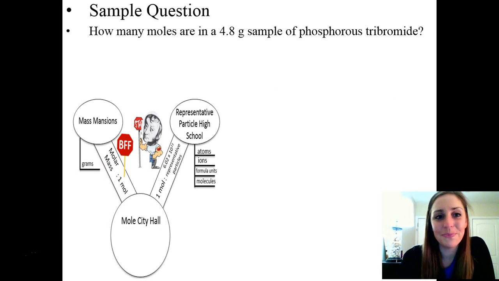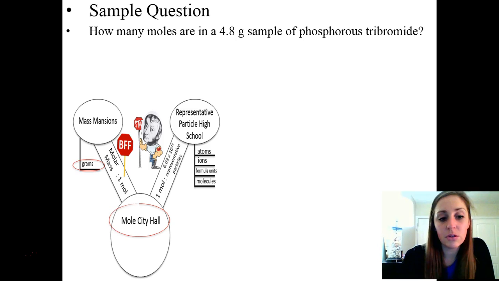Let's do one more. How many moles are in a 4.8 gram sample of phosphorus tribromide? All right, how many moles is the question, and you have 4.8 grams. So you currently have grams. You're hanging out at a house at Mass Mansions, and you're going to moles. So here's moles, and here's the direction I'm going to take on the road. I'm going from the Mass Mansions to Mole City Hall.